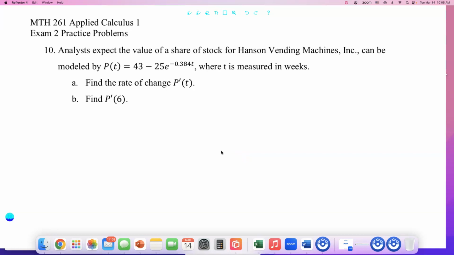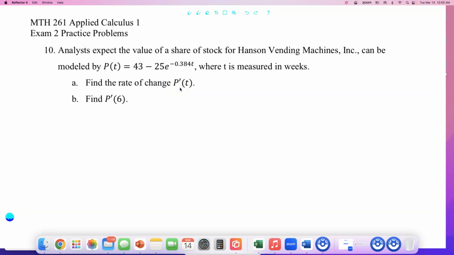Analysis expects the value of a share of stock for Hanson Vending Machines Incorporated. It can be modeled by this function: P of t equals 43 minus 25 times e to the negative 0.384t power, where t is measured in weeks. What do they want us to do over here? Oh, they just want us to find the rate of change function, P prime of t.